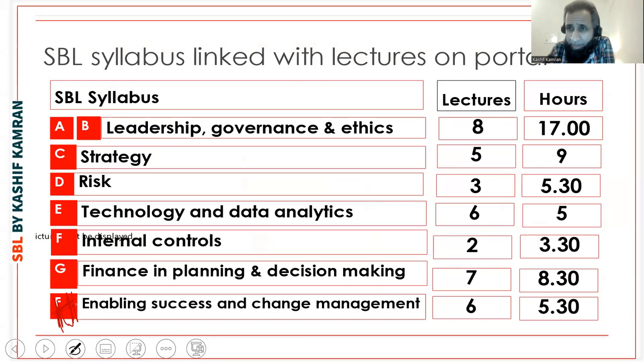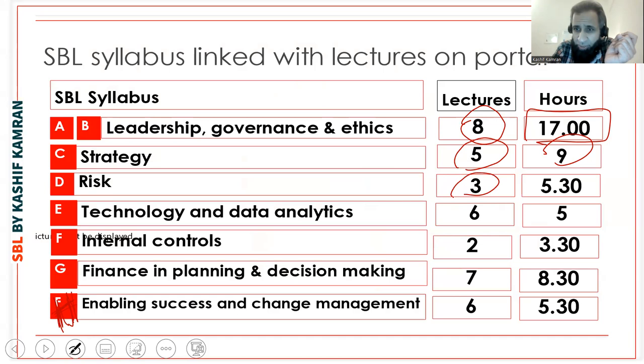Syllabus area A and B have 8 lectures and total 17 hours. Syllabus area C has 5 lectures, 9 hours. Syllabus area D has 3 lectures and 5.5 hours. And you go down this way. When you are doing a syllabus area, you know how many lectures are there from this picture, and you know how many hours I need to spend on it. Is that clear to all of you? One column is showing you the number of lectures. The last column is showing you the number of hours.